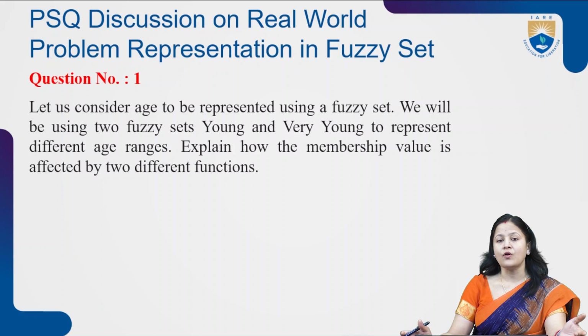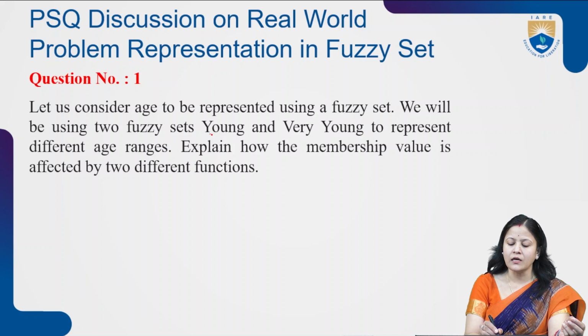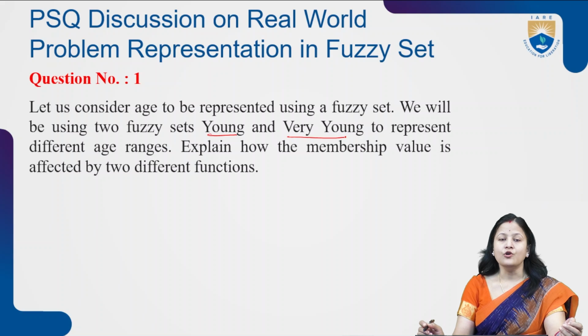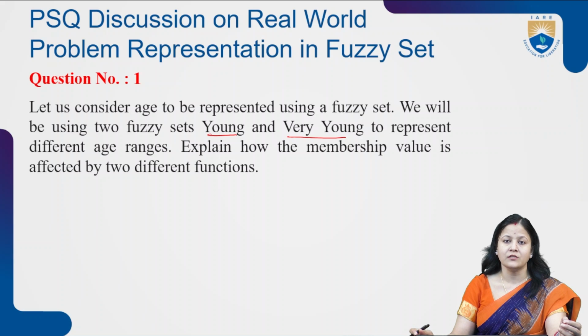A fuzzy set is also not like our normal set theory. It is a bit different. The same operations are performed, like union, intersection and difference, but there is a little bit of difference. Now let me discuss the first question based on this fuzzy set. Let us consider age to be represented using fuzzy sets. We will be using two fuzzy sets, one is young, another one is very young, to represent different age ranges.